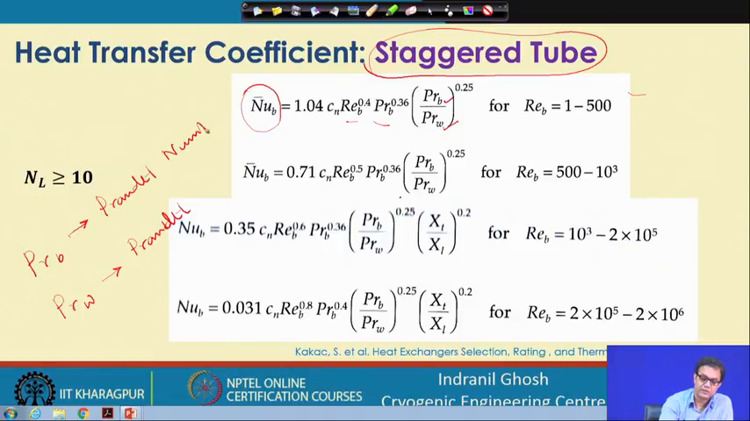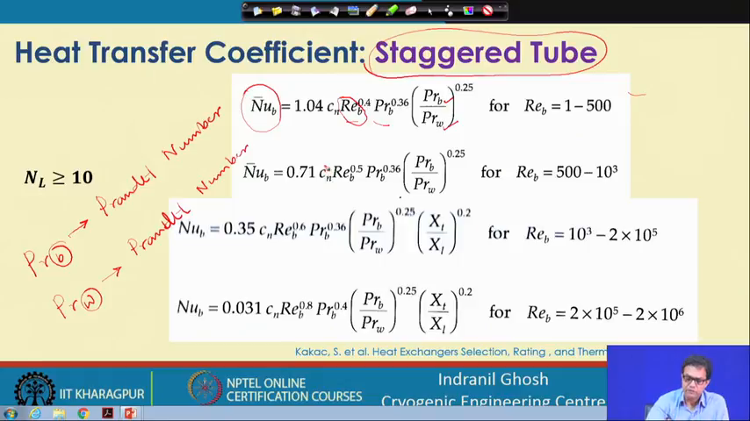but this is evaluated at a bulk mean temperature, this is evaluated at the wall temperature. So, that is the difference we have in these two numbers, and this Re B also again is evaluated at the bulk mean temperature.